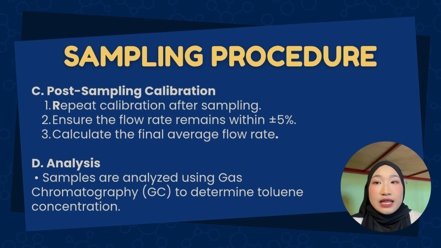Next is post-sampling calibration. First, we have to repeat the calibration after the sampling, ensure the flow rate remains within plus minus 5%, and calculate the final average flow rate. Then we move to the last procedure, which is analysis. Samples are analyzed using gas chromatography (GC) to determine toluene concentration.